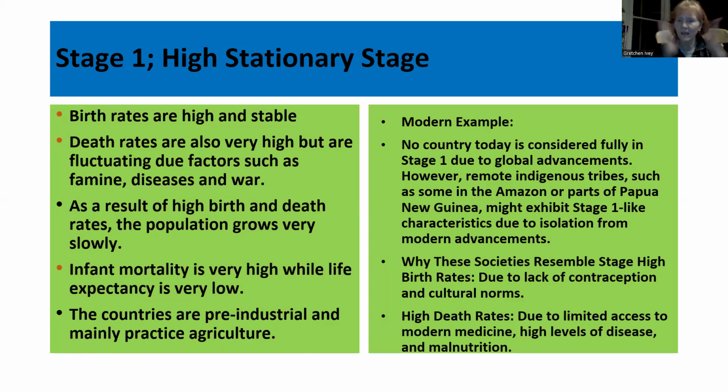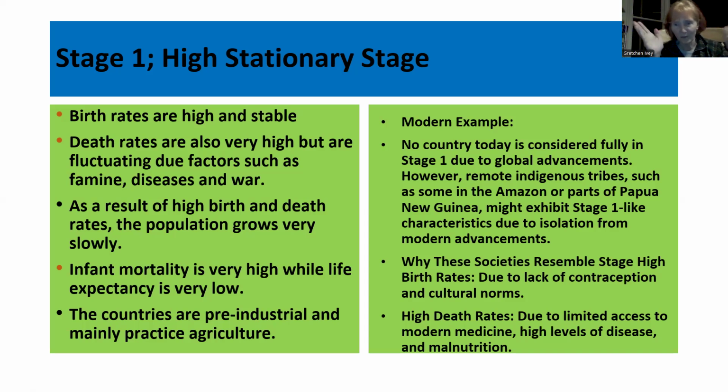Okay, so stage 1, the high stationary stage, what does that mean? That means birth rates are high and stable. Death rates are also very high, but are fluctuating due to factors such as famine, disease, and war. As a result of high birth and death rates, the population grows very slowly. Infant mortality is very high, while life expectancy is very low. This is not a fun state to be in. Countries like this are pre-industrial and mainly practice agriculture.